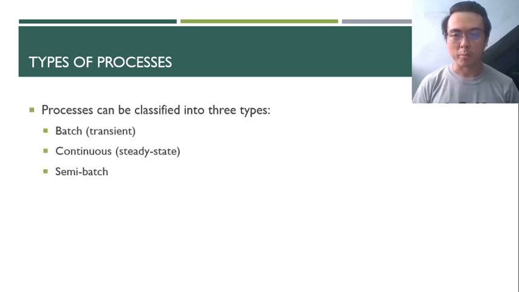We have several types of processes. This is what I have mentioned earlier. You can classify processes into three types. You have the batch, continuous, and semi-batch processes. The batch or the transient, or you can also call it the unsteady state, is where accumulation is constant. Okay, and the continuous or the steady state process is where accumulation is zero, so your input is equal to your output. The semi-batch is a gray area between the batch and continuous processes wherein you can combine both the concepts of batch and continuous processes. For now, we will be focusing on continuous processes or steady state processes.